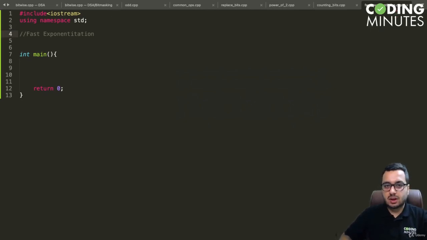Hi everyone, so now we are going to talk about how you can do fast exponentiation using bit masking. You might not have heard about this term, but this is an important concept that we use as a sub problem in many other problems.